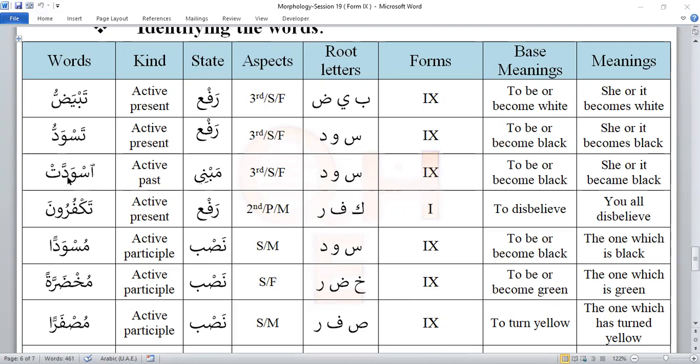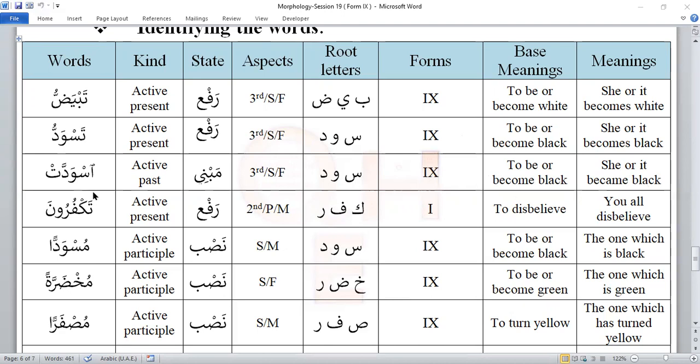Iswaddat. Okay. So if we stop here, it matches with ihmarra. So that tells us this is past tense. So this is active past tense. Past tense verbs are always mabni. And because we have ta sakina at the end, that tells us this is third person singular female. And the root letters sin, waw, dal, same information as the second word. And because it's past tense, we are going to say she or it became black.